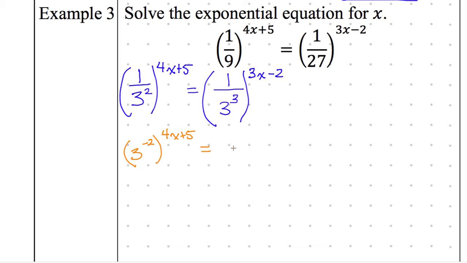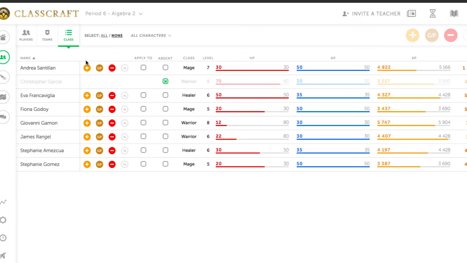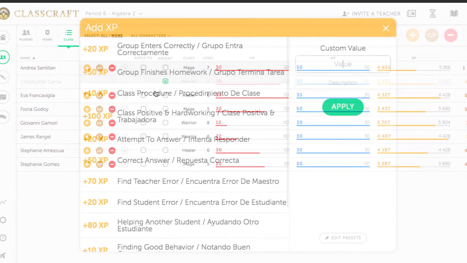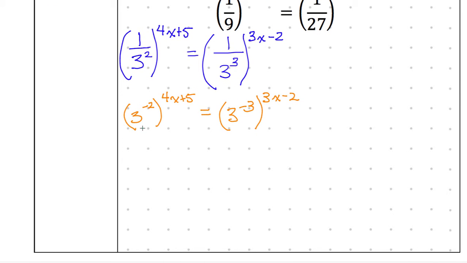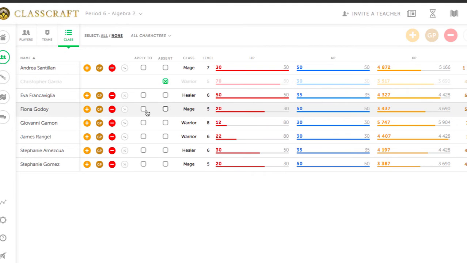And the right-hand side, Andrea, is going to be 3 to the, perfect, 3 to the negative 3, all to the power of 3x minus 2. Well done, Andrea. And then someone just distribute those for us, please. I need to simplify those powers into just one number, Eva. Negative 8x minus 10, and the other side is going to have what power? 3 to the 9x plus 6. Perfect. Thank you, Eva.